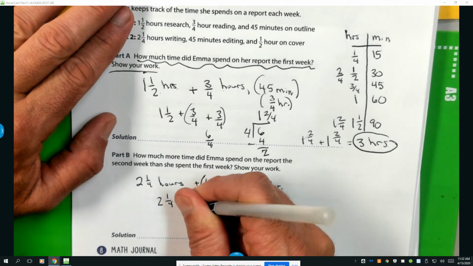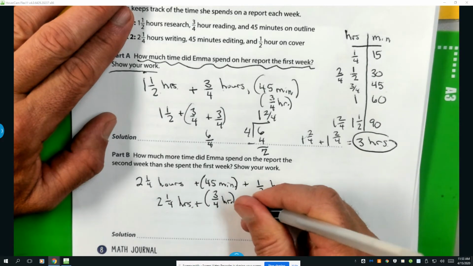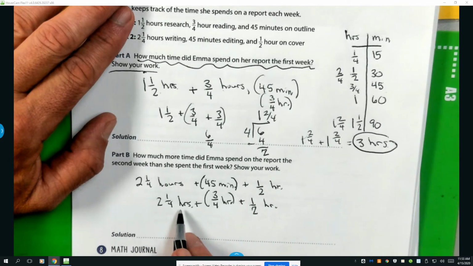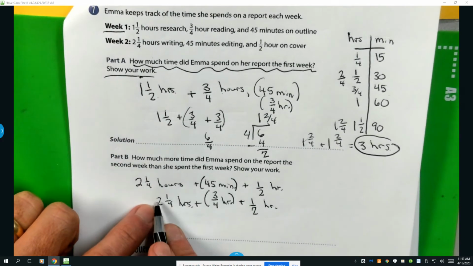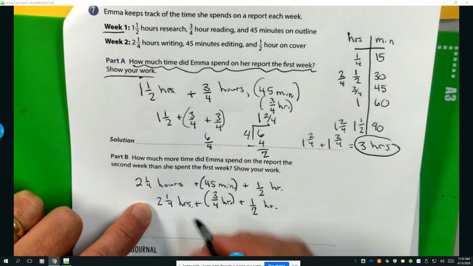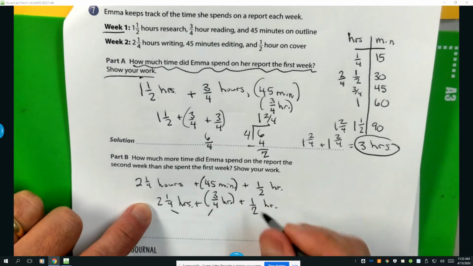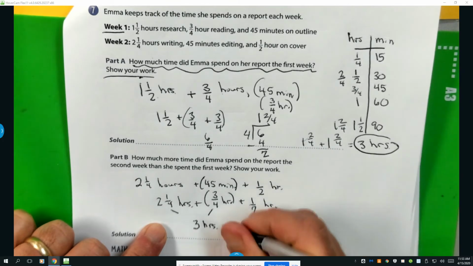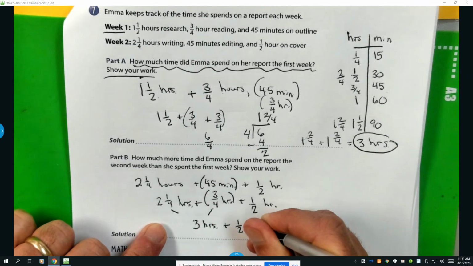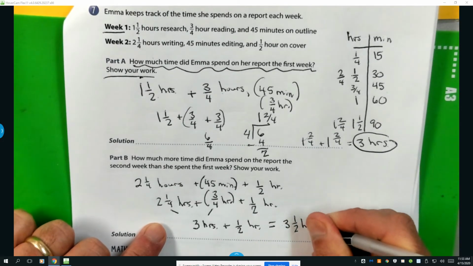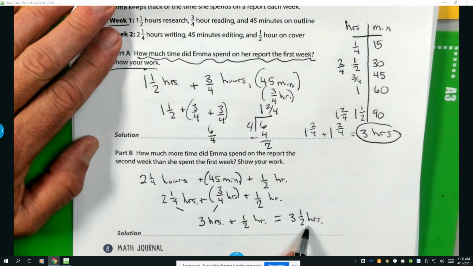Okay. So now rewrite it. 2 1/4 hours plus 3/4 plus 1/2 hour. Okay. Now look at this one. This pairs up really nice. 2 1/4 plus 3/4. Well, I know that 3/4 plus 1/4 is 4/4. So that's 1 whole plus 2. So if I just pair these together, that's going to equal 3 hours plus 1/2 hour. What's that equal? 3 1/2 hours.